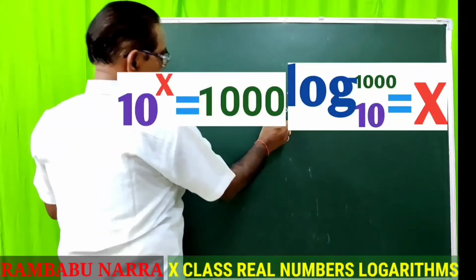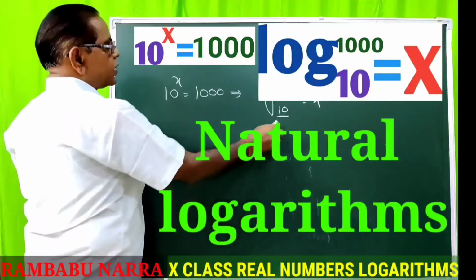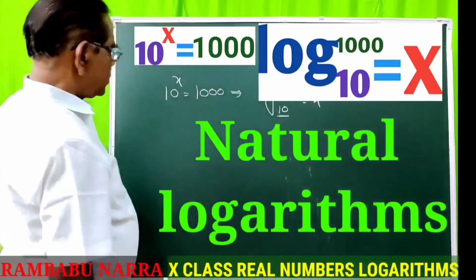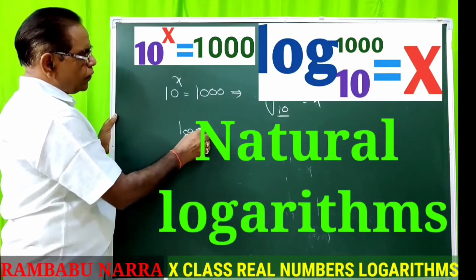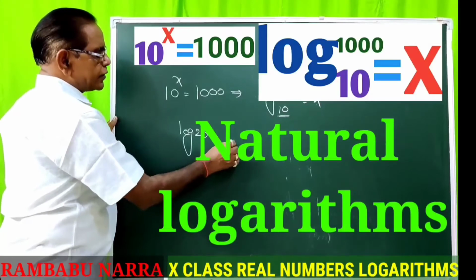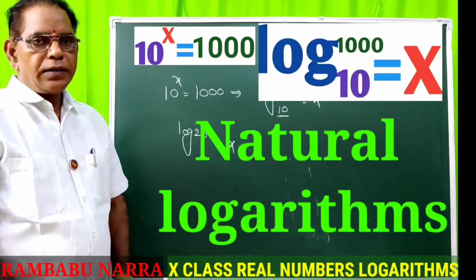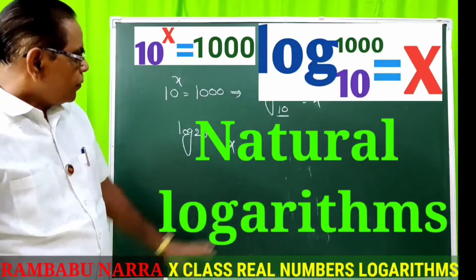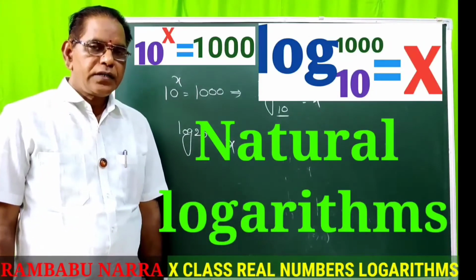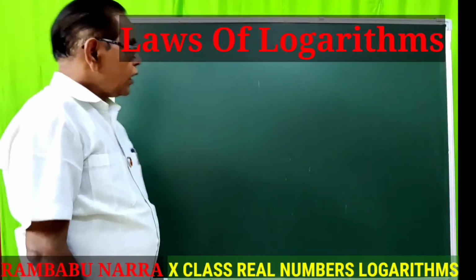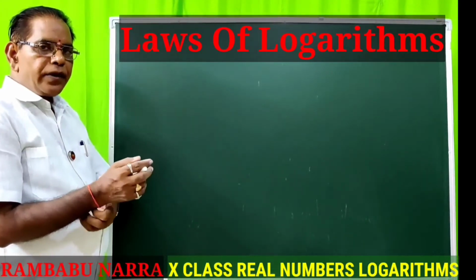So here, if the base is 10, these logarithms are called natural logarithms. Sometimes we omit the base. Suppose log 25 equal to x. You think the base is 10. So the logarithms which have base 10 are called natural logarithms. There are some laws of logarithms to solve the problems from Exercise 1.5.